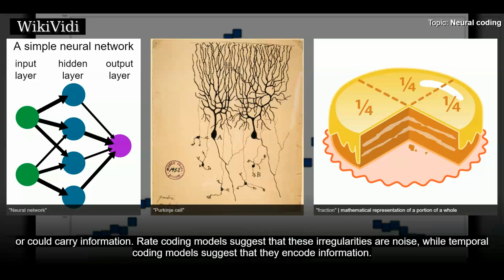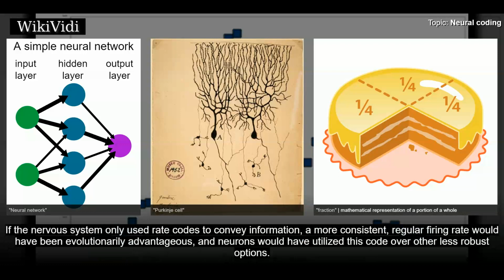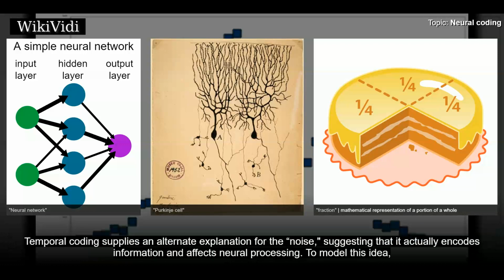Rate coding models suggest that these irregularities are noise, while temporal coding models suggest that they encode information. If the nervous system only used rate codes to convey information, a more consistent, regular firing rate would have been evolutionarily advantageous, and neurons would have utilized this code over other less robust options. Temporal coding supplies an alternate explanation for the noise, suggesting that it actually encodes information and affects neural processing.